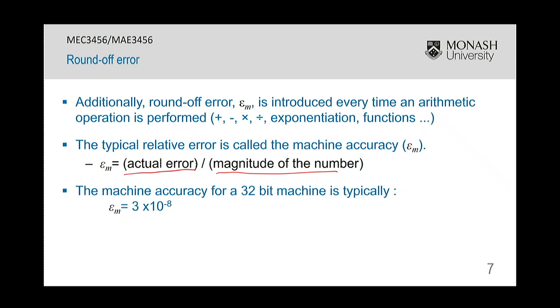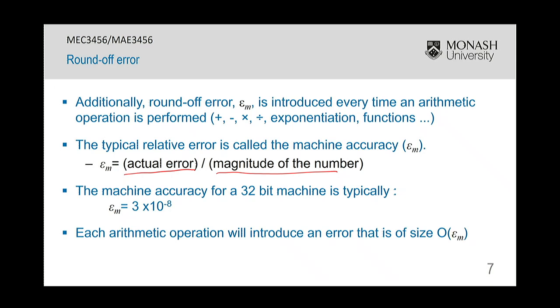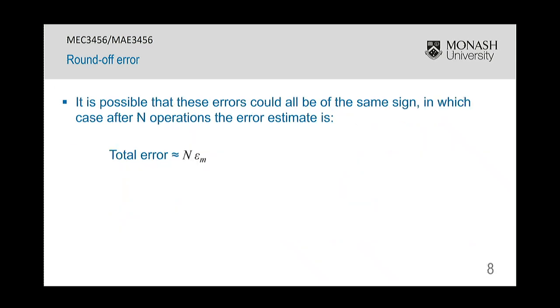Typically, the machine accuracy, or the relative error, for a 32-bit computer is approximately 3 by 10 to the minus 8. Each time you do an arithmetic operation, you're going to introduce an error that has a magnitude, a size that's order this epsilon m here, this 3 by 10 to the minus 8, approximately. Now, it is possible that all of the errors could have the same sign, in which case if you do n operations, multiplications, additions, etc., the total error will be approximately n times the relative error.